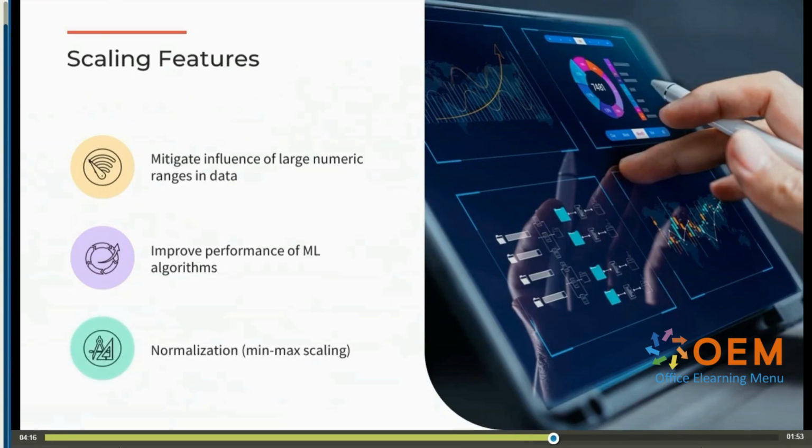One common way to scale data is normalization, also known as min-max scaling. This technique transforms your data so that all values fall within a specific range, usually between 0 and 1. It does this by subtracting the minimum value and dividing by the range, that is, maximum minus minimum. This is useful when you want to ensure all features contribute equally to the model, regardless of original scale.